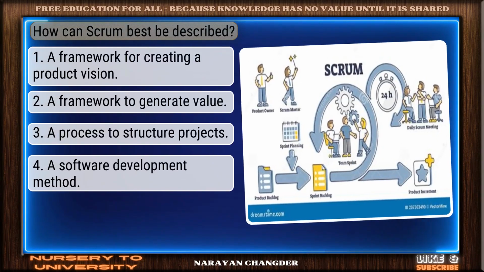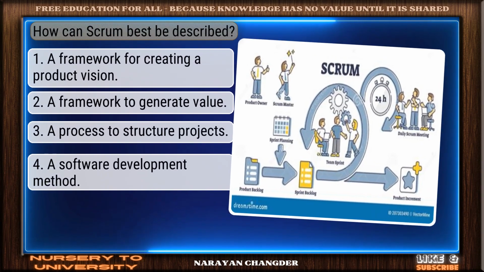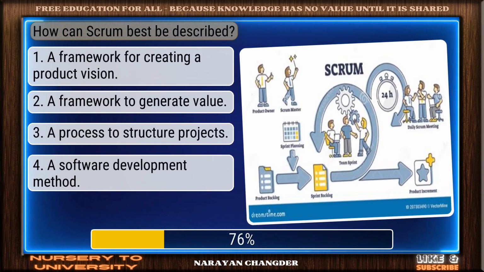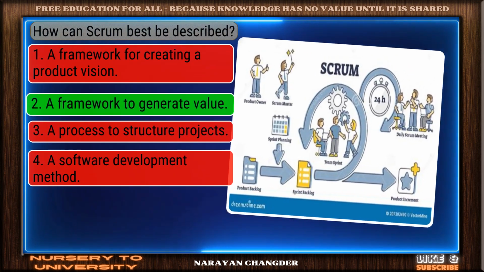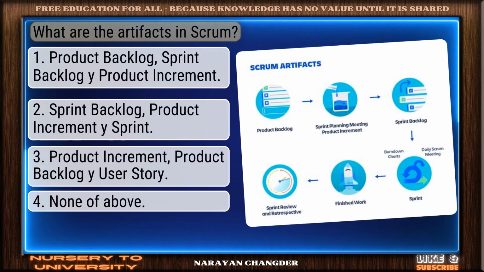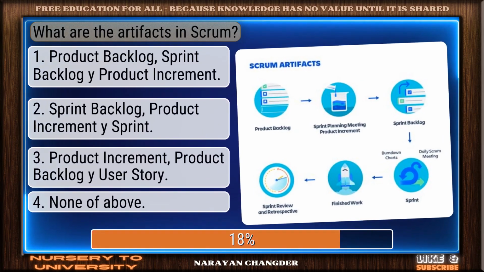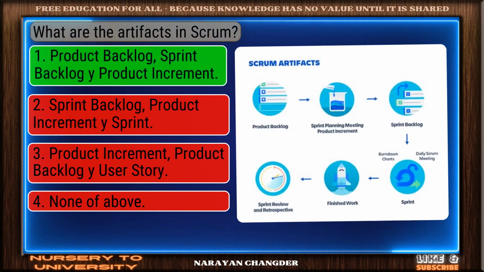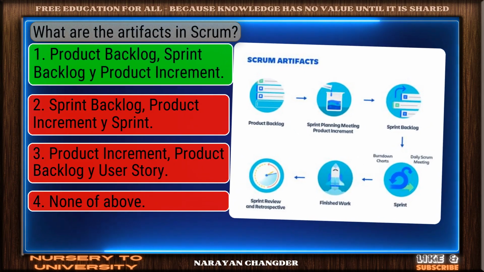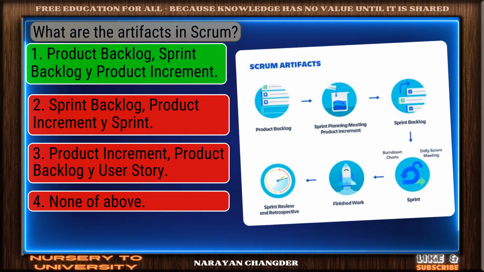Question number 11. How can Scrum best be described? Correct. A framework to generate value is the right answer. Question number 12. What are the artifacts in Scrum? Correct response. Product backlog, sprint backlog and product increment is the most accurate answer.